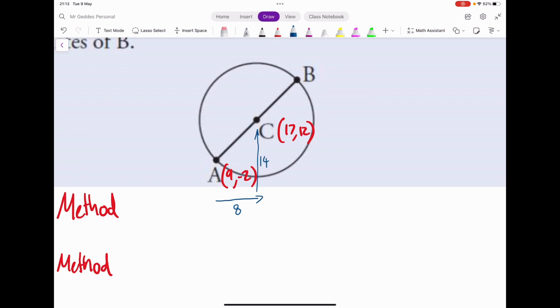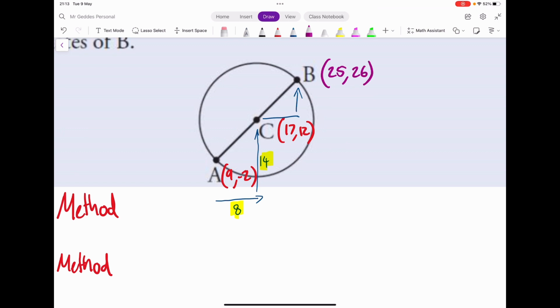And then the stepping out method is going to tell us that we're going to count on along and up so that we can get to B. So if C is at 17, 12, we again need to go along 8 and up 14 from that point to get our point B. So point B will be 8 along from 17. That means it's at 25. 17 plus 8, 25. And then 12, we're going to go up how many? 14. That's going to land us on 26.